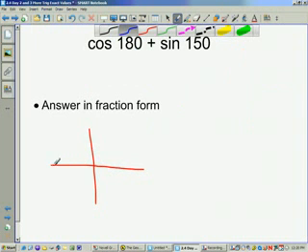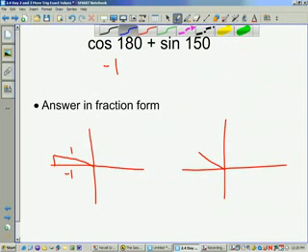Cosine of 180 plus sine of 150. If I do cosine of 180, let's do a small triangle over here. The adjacent side would be -1, the hypotenuse would be 1. -1 over 1 is -1. Now if I do the sine of 150, that's up here, 30, 60, 90, so we'd have 1 over the hypotenuse, which is 2. So -1 plus 1/2 would just be -1/2.